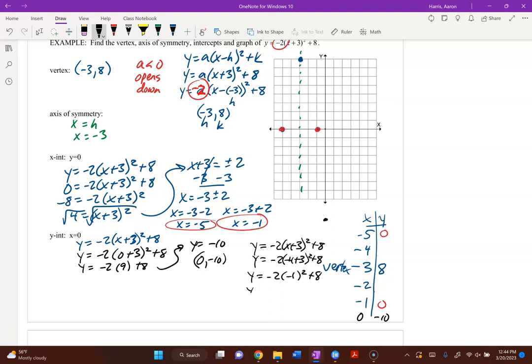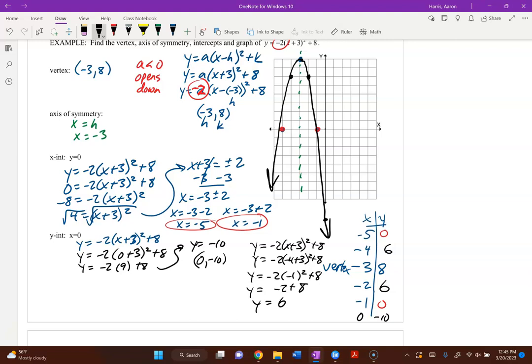So negative 1 squared is 1. 1 times negative 2 is negative 2 plus 8. So it ends up being 6. So (-4, 6) right there. You could throw in negative 2. You're also going to get 6 because this is symmetrical about that axis of symmetry. And then you can draw it pretty good. All right. Opens down and so on. Okay. Any issues with that?